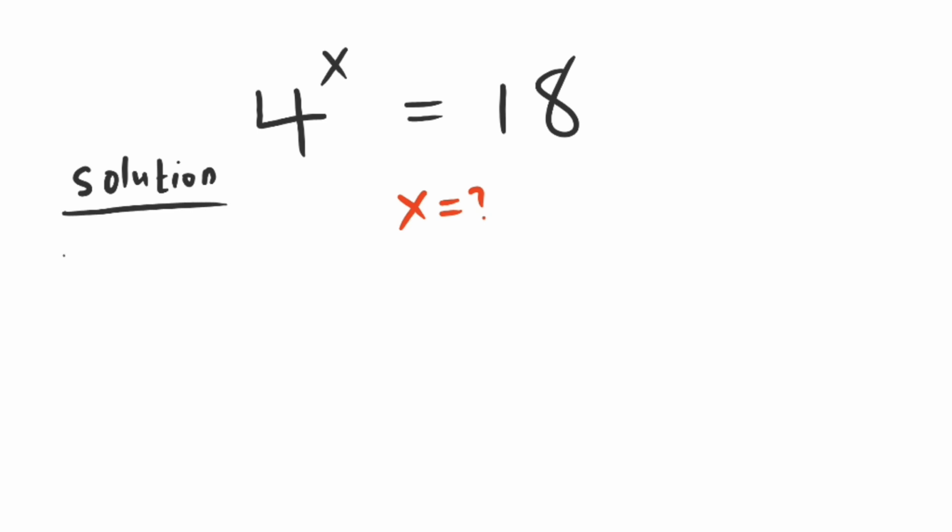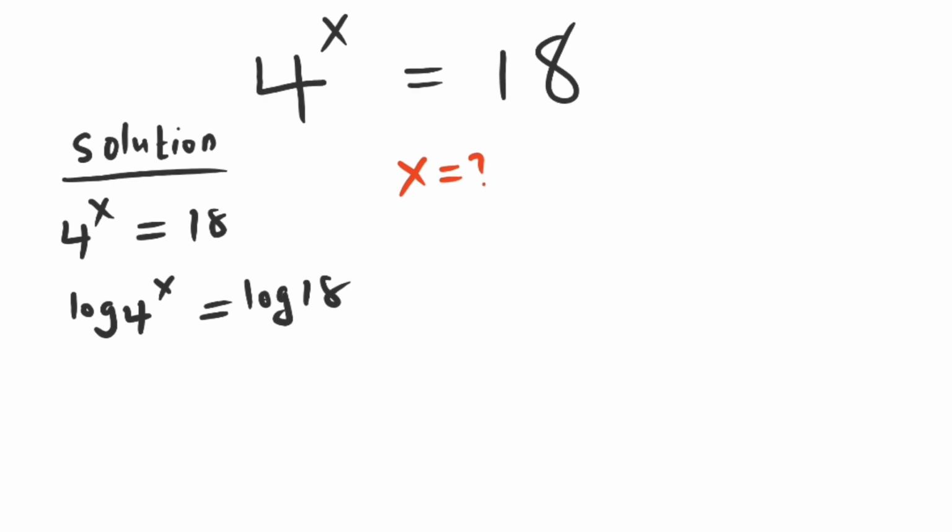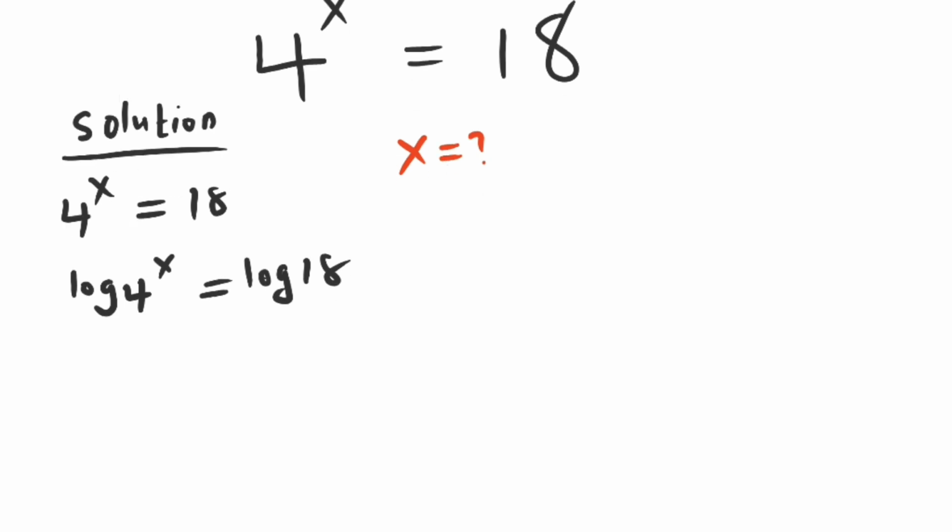We have the given equation 4 raised to power x is equal to 18. Let us take the log on both sides of this equation. That is, log 4 raised to power x is equal to log 18. Then take note of this, that if you have log m to the power of n, this is equal to n log m.